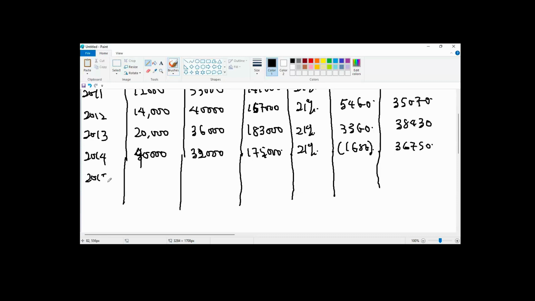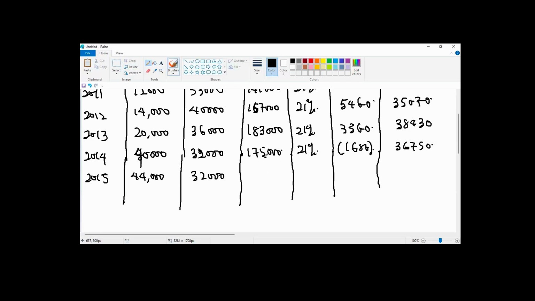For 2015: depreciation 44,000 and 32,000 for capital allowance. How much is the difference? 44 minus 32 is 12,000. Is this a charge or credit? It's a credit.